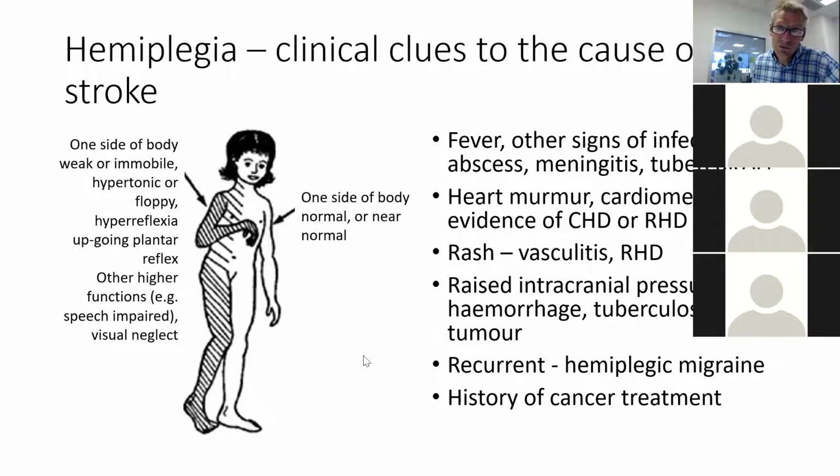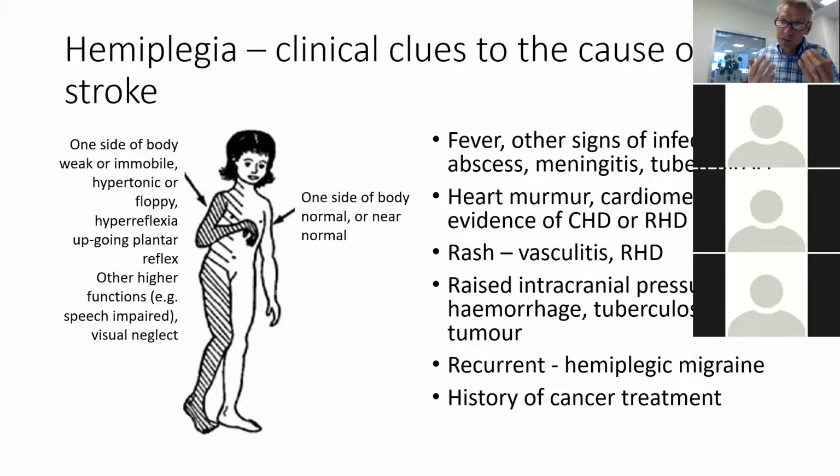So after you've decided that the hemiplegia is due to a cerebral cortical lesion on the other side of the body, then look for other signs, like fever or other signs of infection that might indicate a cerebral abscess or meningitis or tuberculosis. Listen for a heart murmur or examine for cardiomegaly so that you see whether there's evidence of congenital heart disease or rheumatic heart disease. Look for a rash or vasculitis, and examine to see if the child's got raised intracranial pressure.